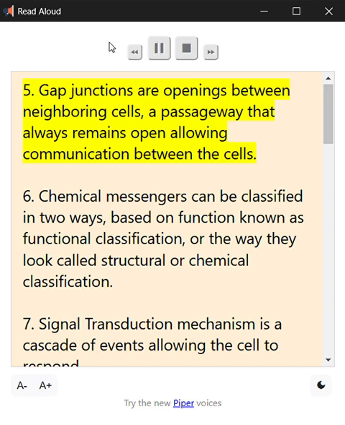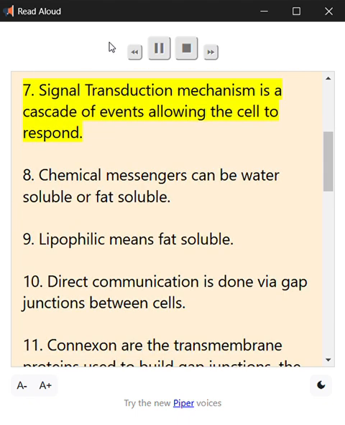5. Gap junctions are openings between neighboring cells, a passageway that always remains open, allowing communication between the cells. 6. Chemical messengers can be classified in two ways: based on function, known as functional classification, or the way they look, called structural or chemical classification. 7. Signal transduction mechanism is a cascade of events allowing the cell to respond. 8. Chemical messengers can be water-soluble or fat-soluble. 9. Lipophilic means fat-soluble.